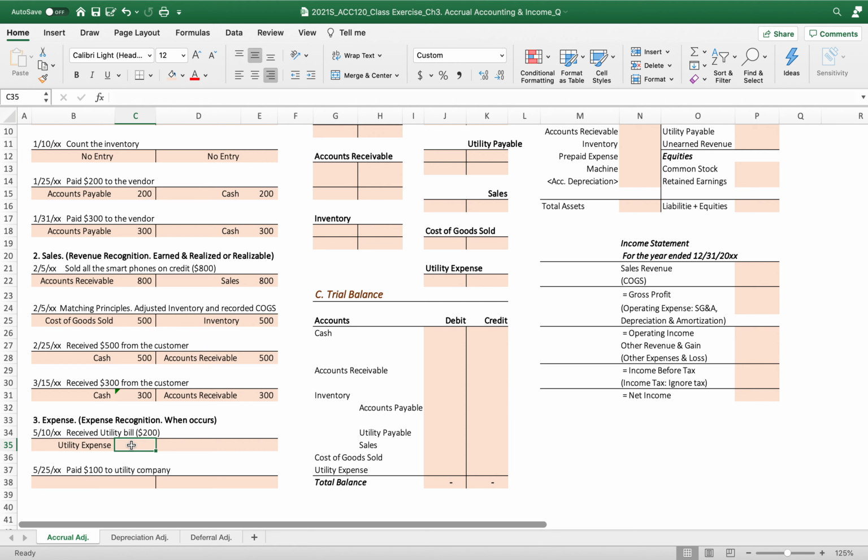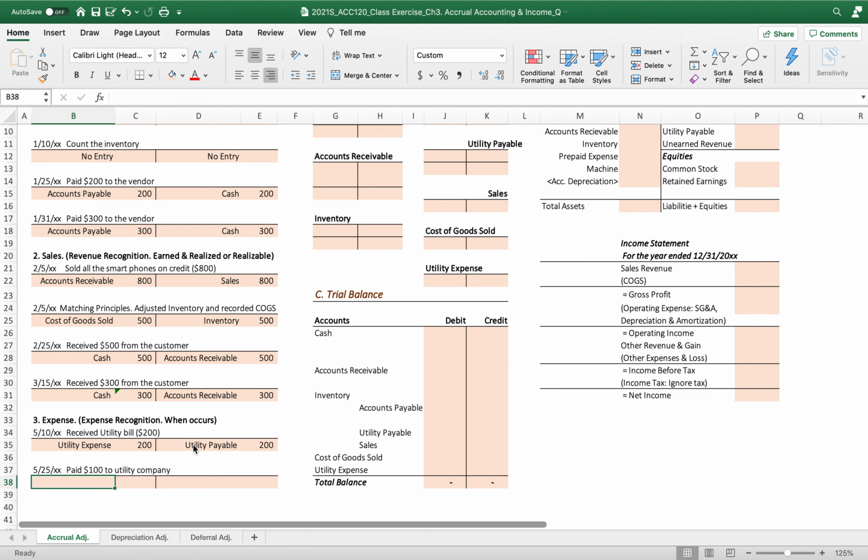Then the bill is 200. Until the payment, it doesn't show any payment yet. Until the payment, the company owes this utility payable to the utility company by 200.